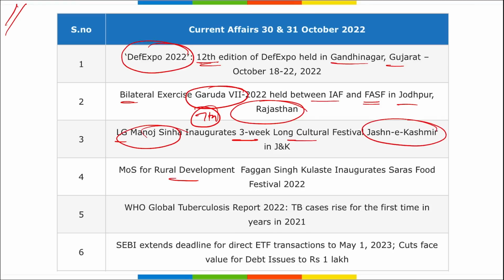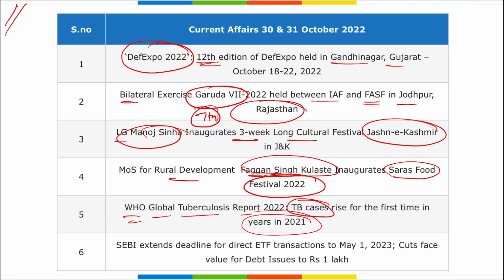Minister of State for Rural Development Fagan Singh Kulaste has inaugurated Saras Food Festival. WHO Global Tuberculosis Report was released, and TB cases are on the rise for the first time in years in 2021. Then SEBI extended the deadline for the direct ETF transactions to May 1st and has cut the face value of the debt issue to 1 lakh rupees.